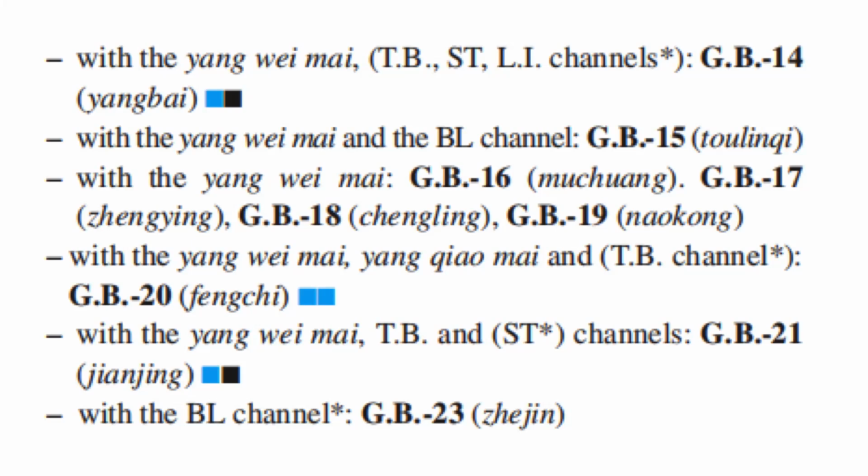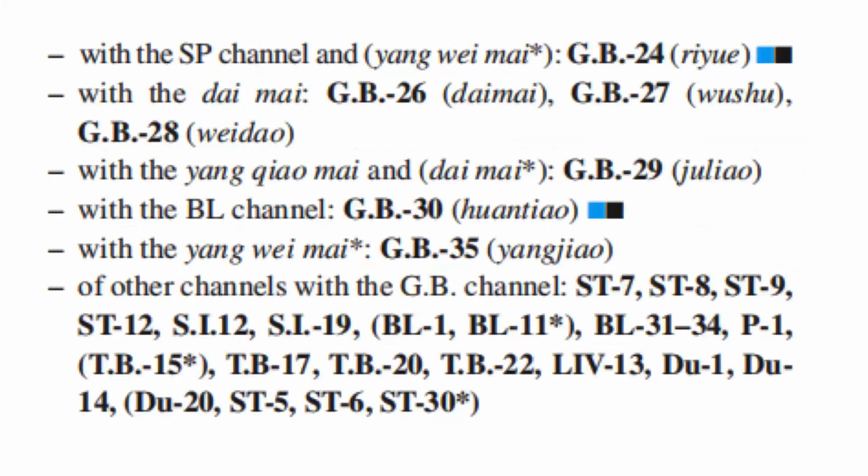And with the bladder channel, it's gallbladder 23. With the spleen channel and the Yang Wei Mai, it's gallbladder 24. With the Dai Mai, it's gallbladder 26, 27, and 28. With the Yang Qiao Mai and Dai Mai, it's gallbladder 29. With the bladder channel, gallbladder 13. With the Yang Wei Mai, it's gallbladder 35.